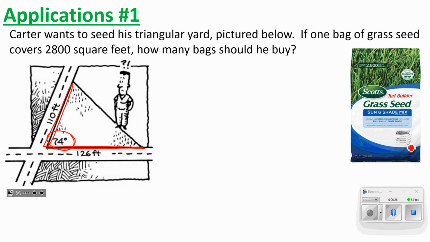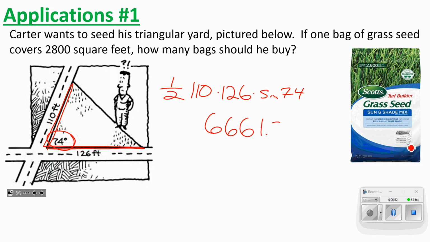That is two sides and the angle between them, so I can find the area really quickly with our SAS area formula. One half times 110 times 126 times sine of 74. Let's find that area really quick. So a little over 6,000 square feet.